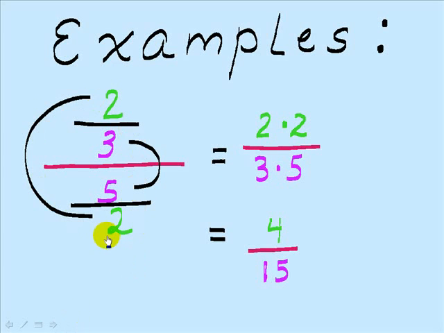Here's the same problem. The outers are in the green, 2 times 2 across the top. The inners are in purple, 3 times 5 across the bottom. Finish the multiplication, 4/15. Same answer.